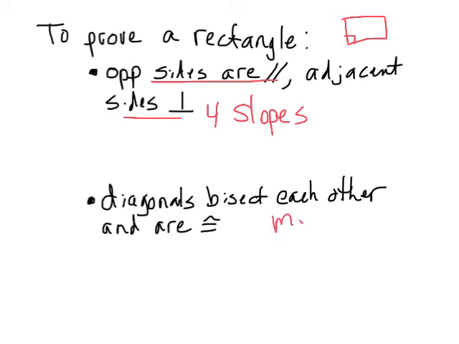That would be midpoint, and are congruent. That would be distance. So that's a bit more work. So I would recommend just doing the 4 slopes. That's sufficient to prove it's a rectangle.